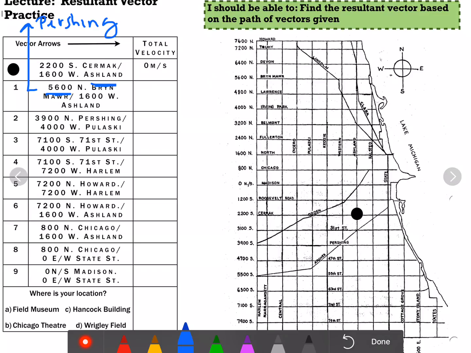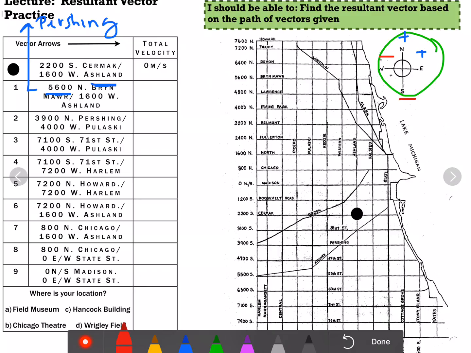So in this activity, we have this chart to the left and the map to the right, and I want us to use these compass rose directions to add and subtract vectors to get a resultant vector. If you are going to the right or up, we're going to have a positive direction, and if you're going to the left or down, we are going to have a negative direction.